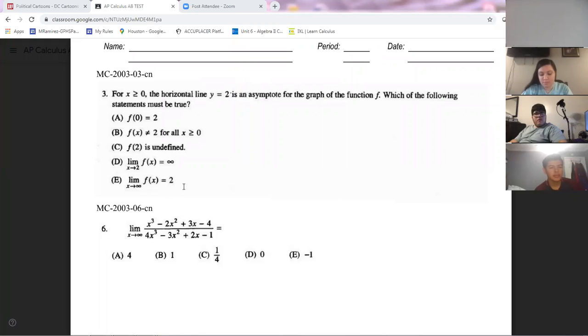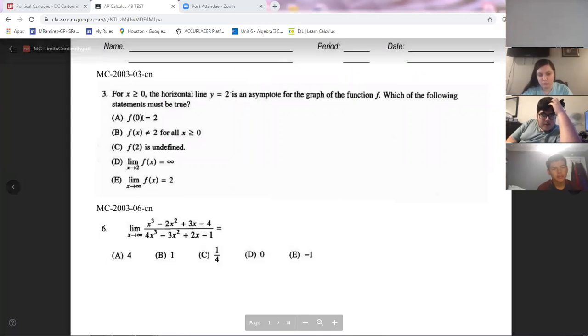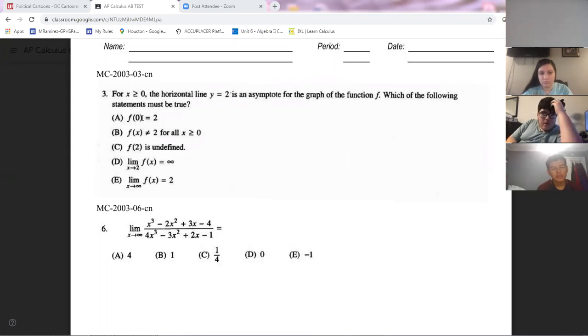Screen. Ahora sí. Okay, here are the problems we are going to solve, correct? So the first problem is: for x positive, the horizontal line y equals 2 is an asymptote for the graph of the function f. Which of the following statements must be true? So we have to select the necessarily true. Possibly some of them are true in different circumstances, correct? But we have to select the one that pretty much must be true, correct?